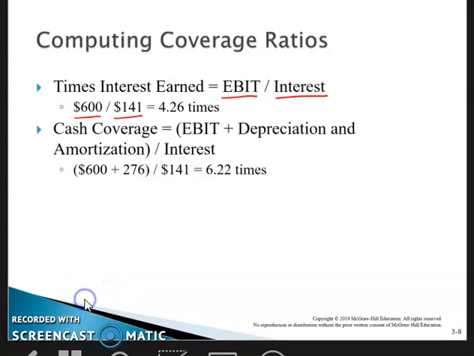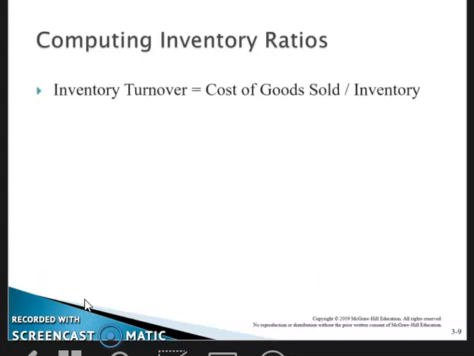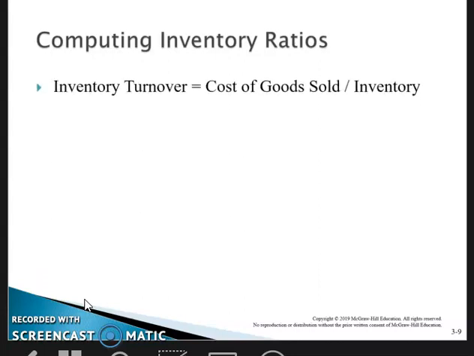Next item is inventory ratios or turnover ratios. The inventory turnover is simply the cost of goods sold divided by inventory. In our case, our cost of goods sold from the income statement was 1,435,000,000, and then the inventory from the balance sheet 422 million, or 3.4 times.